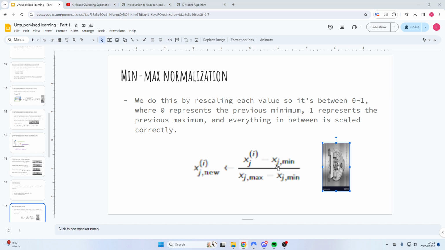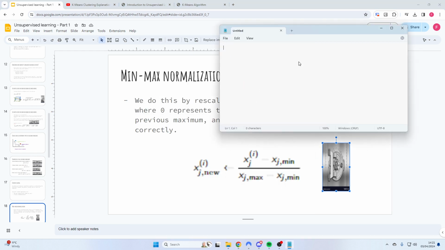So if we previously had 3, 5, and 7, our previous minimum was 3, our previous maximum was 7. So these go 0 to 1, and then 5 is in the center of these, so it would become 0.5. And if we, let's say, had 6 as well, this is going to be 0.75. So now everything is scaled between 0 and 1.